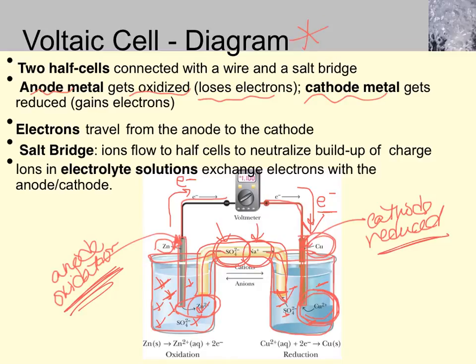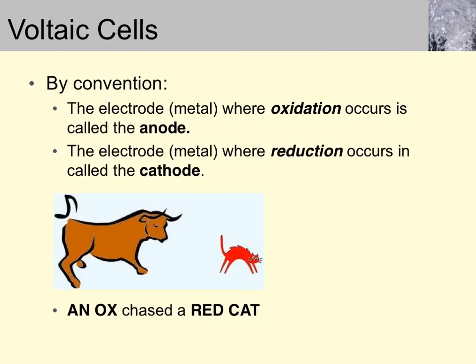So let me give you a whole bunch of memory tricks for remembering all this stuff. I would draw this diagram right now. Okay, here go the memory tricks. Some of the things that you need to remember is that oxidation occurs at the anode, reduction occurs at the cathode, always.